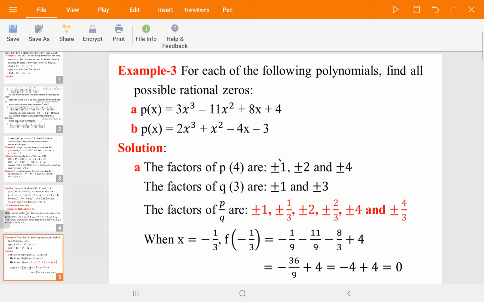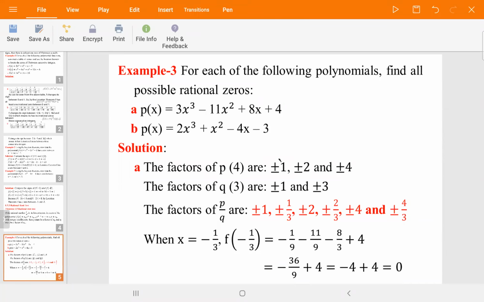So 1 is not a 0. If you make minus 1, this is minus 3, minus 8, minus 11, plus 4. Still, this is not 0. So let us consider the next factor, plus or minus 1 over 3. When x is equal to minus 1 over 3, f of minus 1 over 3 is equal to 3 times minus 1 over 3 cubed, minus 1 over 27 times 3, minus 1 over 9. Then minus 1 over 3, the whole square is 1 over 9, times minus 11, it is minus 11 over 9. Then 8 times minus 1 over 3, minus 8 over 3, plus 4.